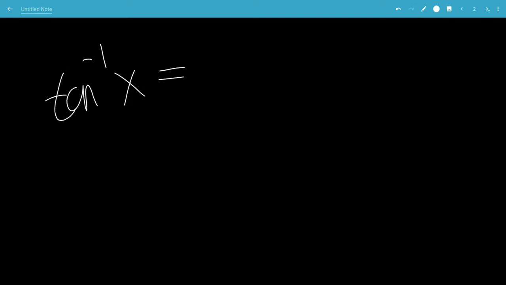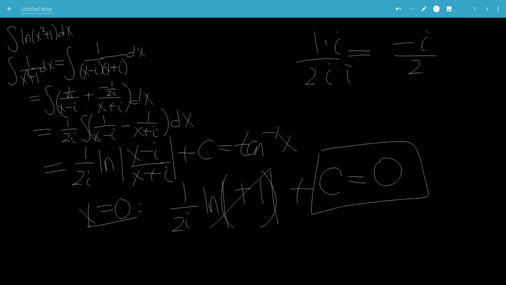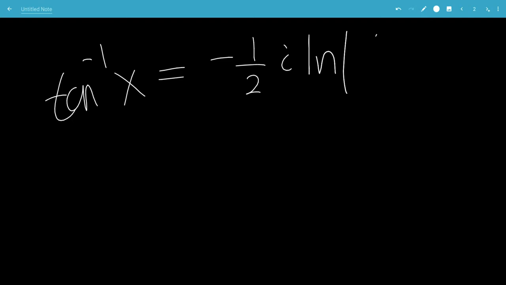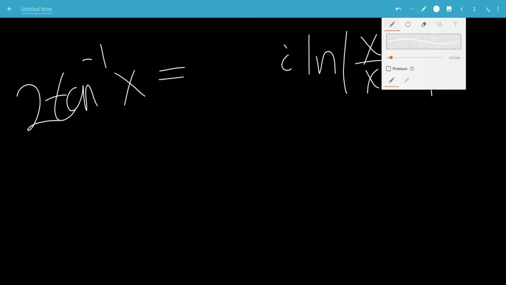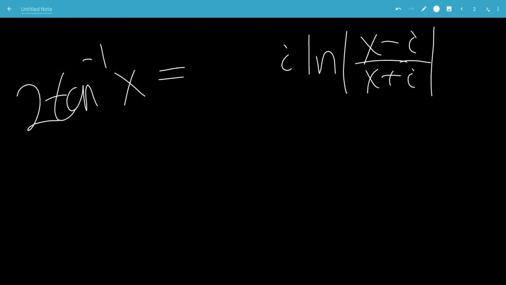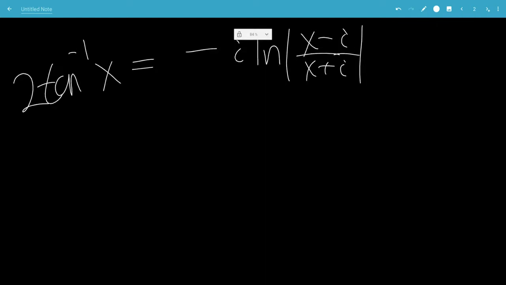So we get negative 1/2 times i times ln of x minus i over x plus i. Then we're going to multiply by 2, and you'll see why later. So the 1/2 and 2 will cancel out, so you just get negative i times ln of the absolute value of x minus i over x plus i, and it doesn't have to be absolute value.